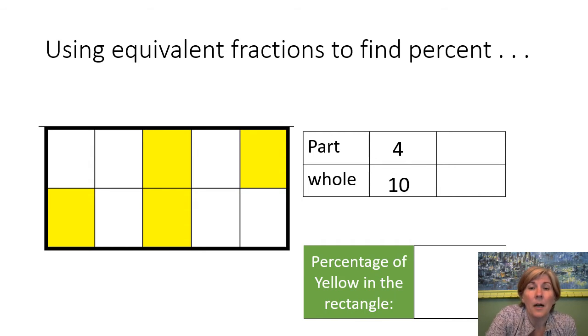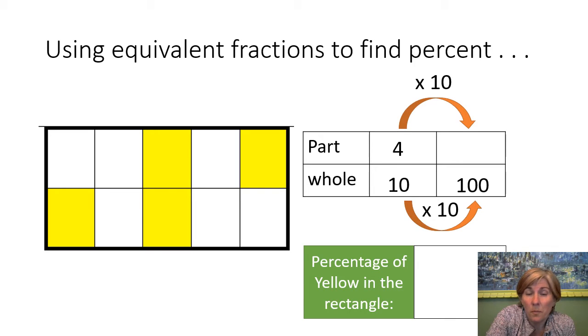Well, 10 times 10 is going to give me 100. So I'm going to multiply the bottom by 10 to get 100. And as we know with equivalent fractions, whatever we do to the bottom, we have to do to the top. So I'm also going to multiply this 4 by 10 to get 40. So now that I have a fraction out of 100, then it's very easy to see what my percent is, because out of 100, it's going to be 40. So my percent is 40%.